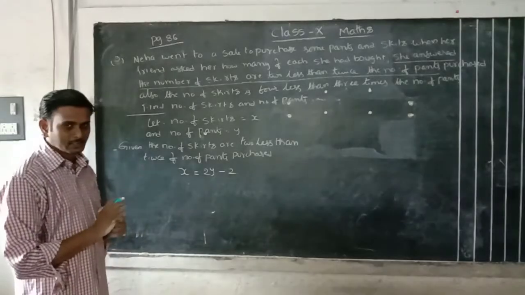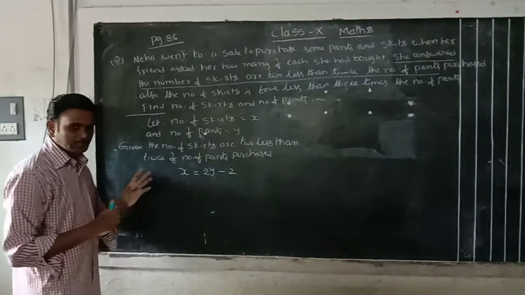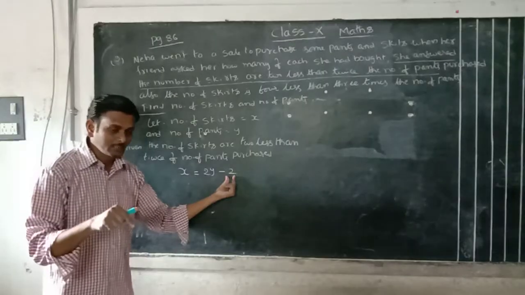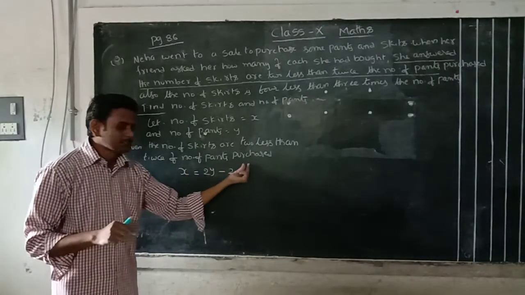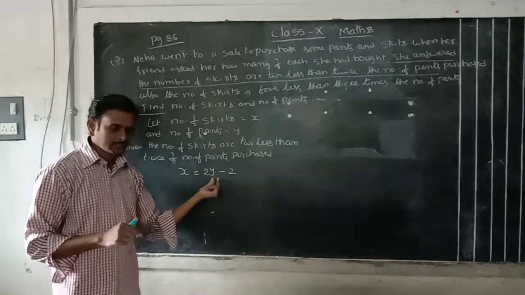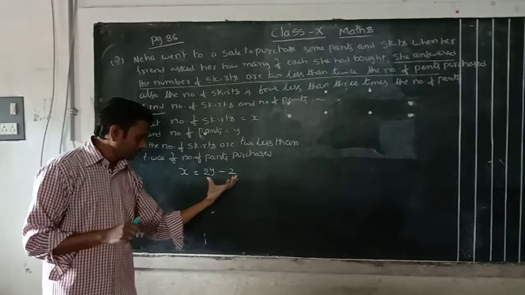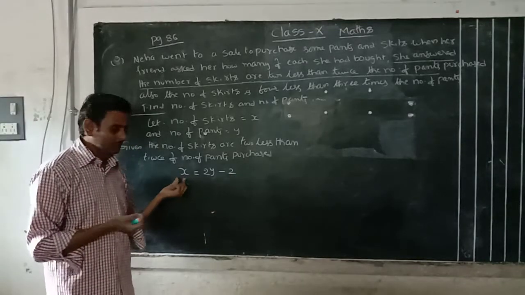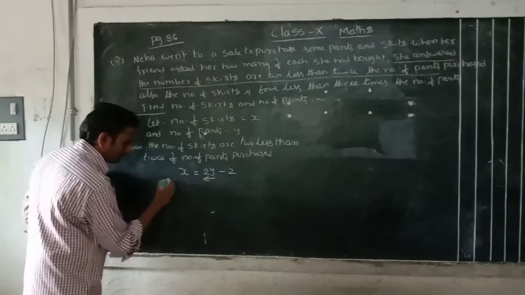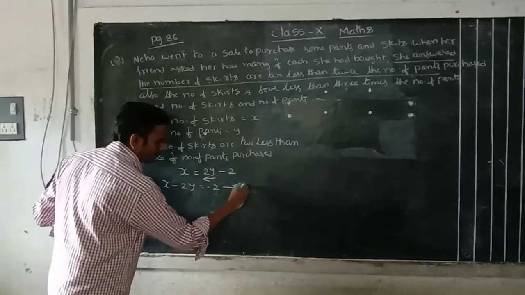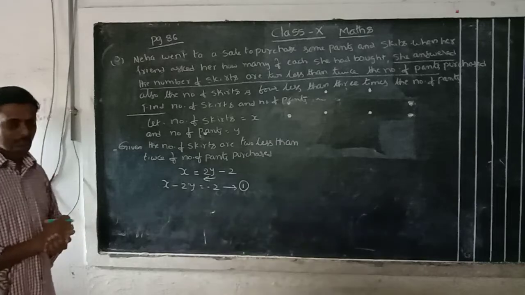Once again, see here: 2 less than means subtract 2 from which one? From twice the number of pants purchased, that is 2y. From 2y we have to subtract 2, so 2y minus 2. By calculating this, what do we get? The number of skirts, x. Now moving this to the other side, x minus 2y equals minus 2. This is equation 1.